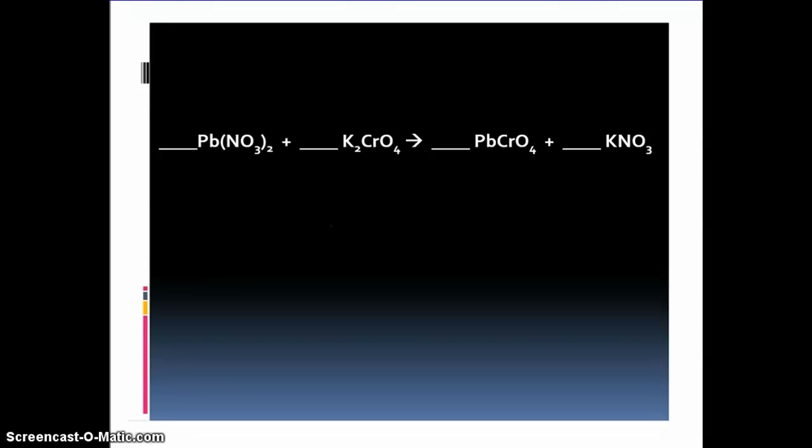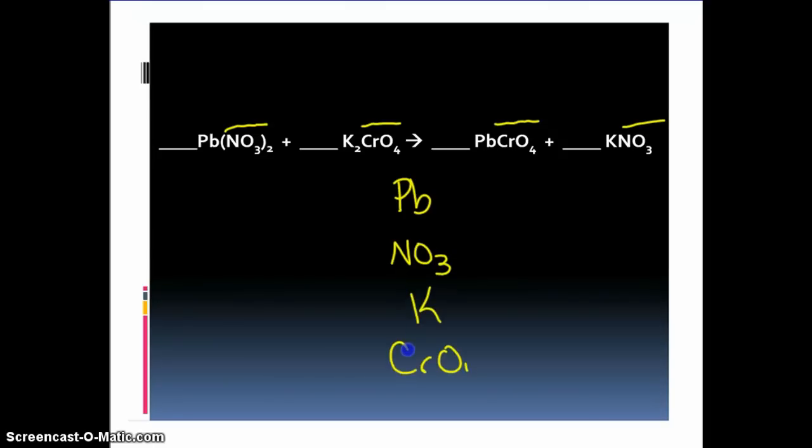Alright, in this one, you can do one of 2 things. You could break all this up, or you can recognize that you have polyatomic. NO3 is a polyatomic. CrO4 is a polyatomic. If these same polyatomic ions appear on the other side of the equation, you got CrO4 here, so that's good, and then you got NO3 here, that's good, then you can just count it as a unit. So when we're writing our atoms here, we can count NO3 as 1 unit all by itself because it's a polyatomic. The same for CrO4.